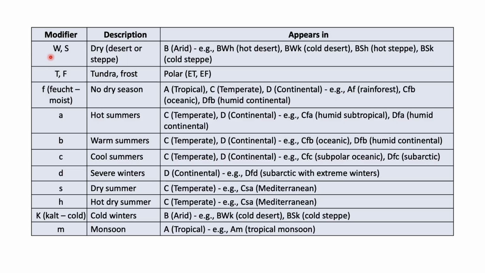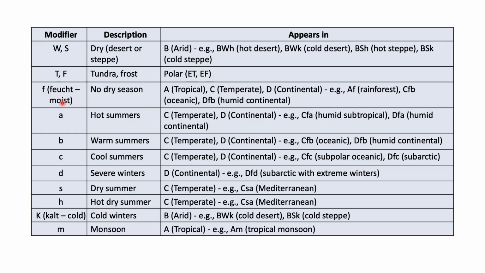Then the next modifiers are capital W and capital S, which are called dry. W is for desert and S is for steppe. They appear in the arid climate. T and F are tundra and frost. They appear in the polar climate.